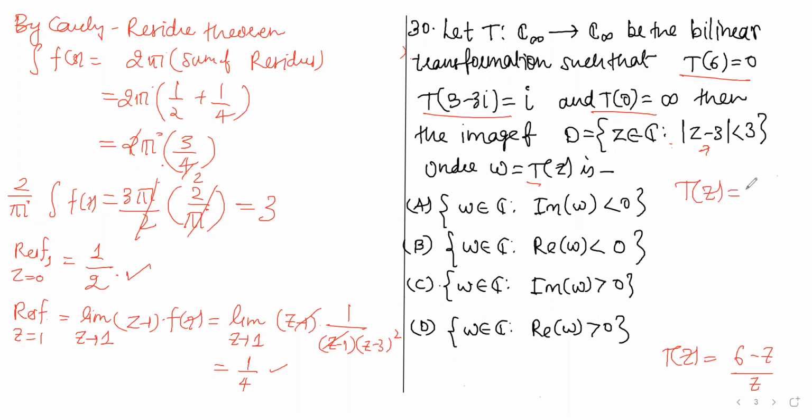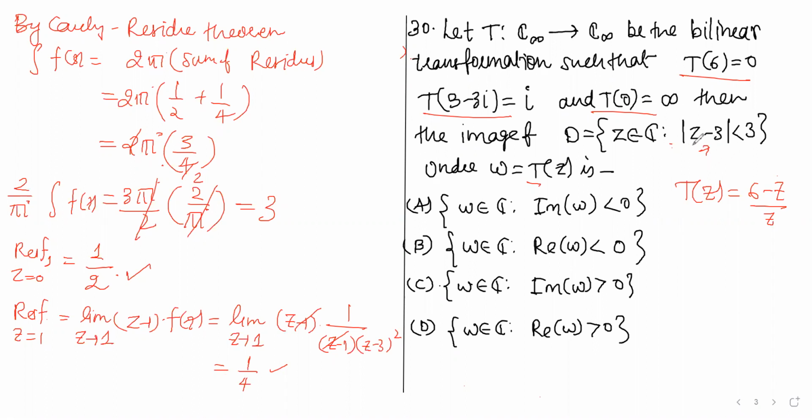So T of Z would be (6 minus Z) over Z. This is the transformation that we can work with. Now we will take points one by one and discard all the options. Let me consider two points and check a value. I just need to take a point which is lying inside this disk.